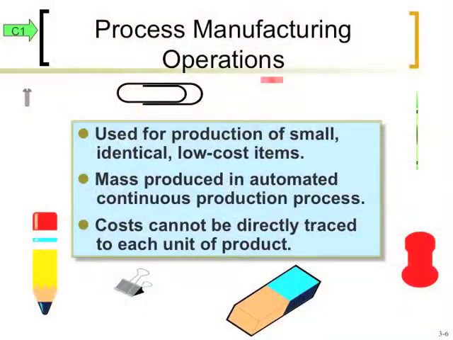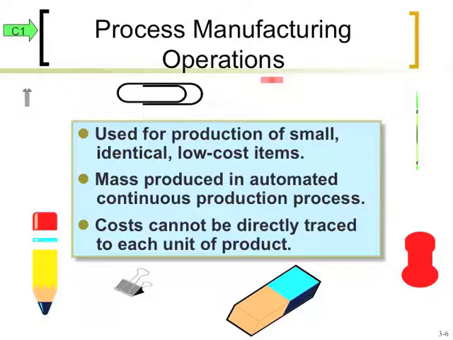Welcome to Chapter 3. In this chapter we talk about process costing, which is the second major product cost system used in manufacturing entities. If you notice in slide 6, we're going to talk about examples.